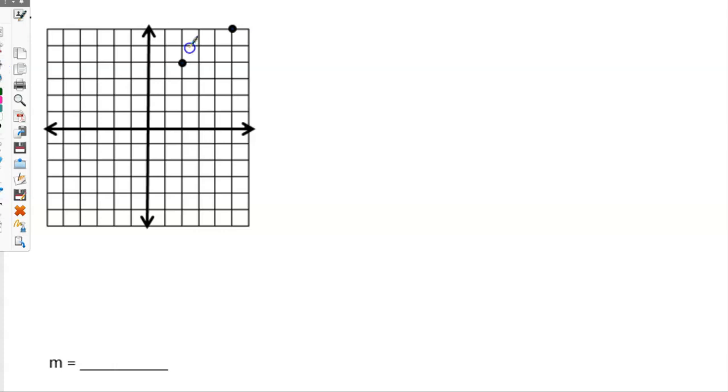Okay, again, same deal. Now I'm going to start at my left one, go over to my right point. I went up 2, so that's a positive 2. I went right 3. Again, I write it as my vertical change over my horizontal change, which is going to be 2 over 3. So my slope is 2/3.